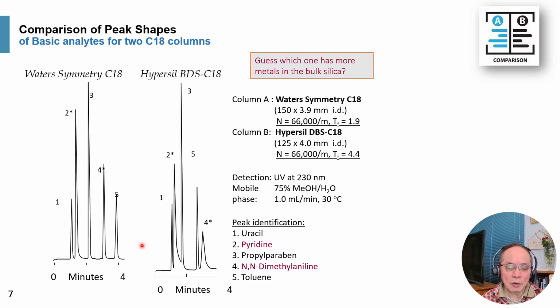And you find out that while the efficiency is very similar for the neutral compounds, for Hypersil BDS the peak shapes of 2 and 4 are just terrible. They're highly tailing. And this is because this particular Hypersil was not made from high purity silica. Therefore, there's a substantial amount of metallic oxide in the bulk silica, causing the residual silanols to be highly acidic. And therefore, any basic analyte can have acid-base interaction, causing the peak to be tailing substantially.